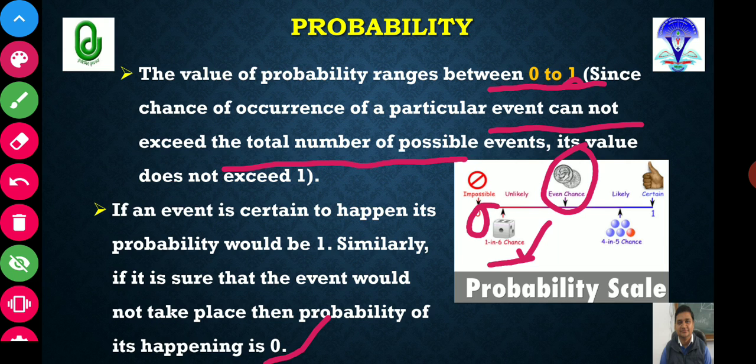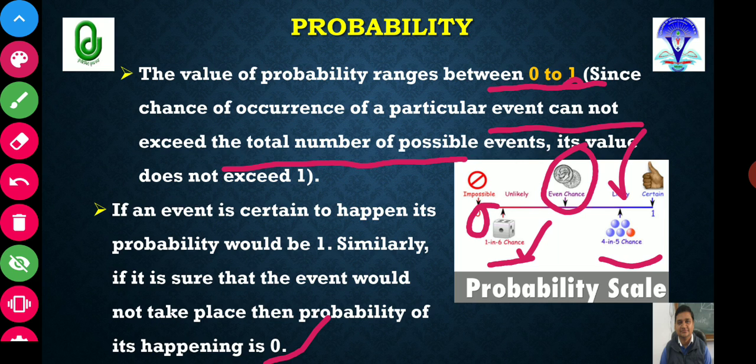Then the next one is a likely event. Likely event means, what is the probability of getting a blue ball out of 5 balls? Suppose you have 5 balls, out of which 4 are blue and 1 is red. What is the chance of getting a blue ball if you are picking 1 ball from the bag? So the chance is 4 by 5. That means it is a likely event, because there are 4 blue balls and only 1 red ball. Whenever you put your hand in the bag, it is very likely that out of 5 times, 4 times you will get a blue ball. That is why it is called a likely event.